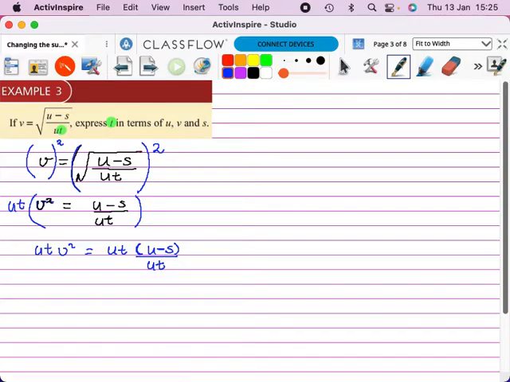And the whole point of multiplying across by ut is we had to undo a divide by ut. So therefore we had to multiply by ut. Why did we do that? So it would nicely disappear. So we've now got ut on v squared is equal to 1 on u, which is u, 1 on minus s, which is minus s.